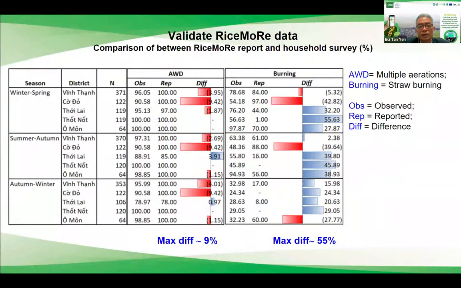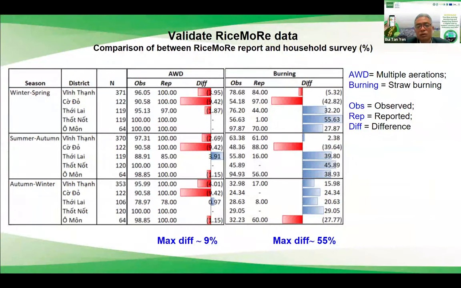We did a validation of the system in Vietnam early this year in April. We compared the information that local officers report using this system with the survey data that we conducted at the household level, and saw a very interesting result. For some indicators like AWD, the difference is about 9%. The table here shows the observation in percentage and also the report in percentage. For example, in the winter spring season, in the first district in the table, the observation is 96%, but they report 100%, so it's very close.